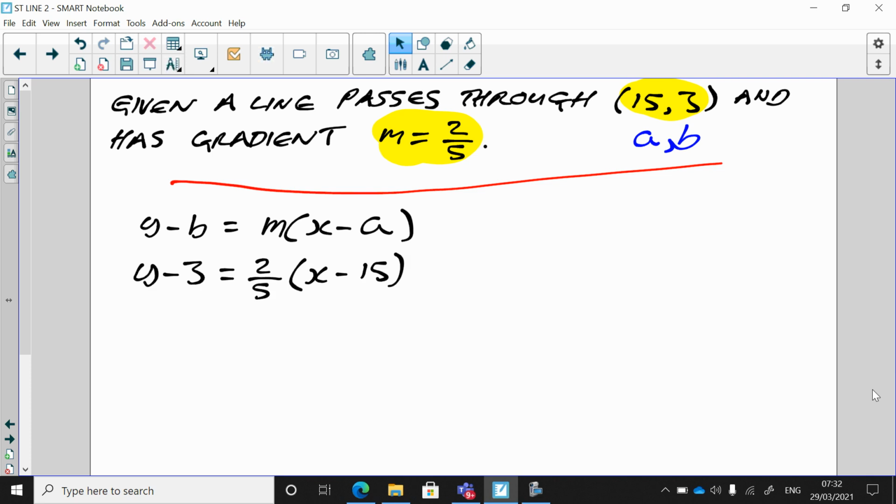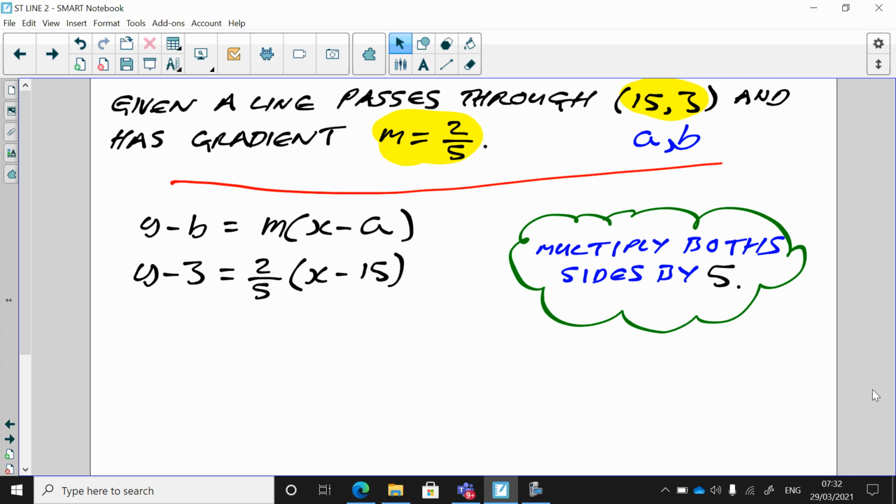So let's put things in here. In general form, we don't have fractions, so that 2/5 is posing a problem here. In order to get rid of that, just multiply both sides by 5. The reason we've chosen 5 is because that's the denominator of the gradient of 2/5. So if we multiply through by 5, we'll get rid of that. But remember to multiply both sides by 5. So we get 5 times (y take away 3) on the other side, and 5 times 2/5 in front of the other bracketed term with the x in it, (x take away 15).